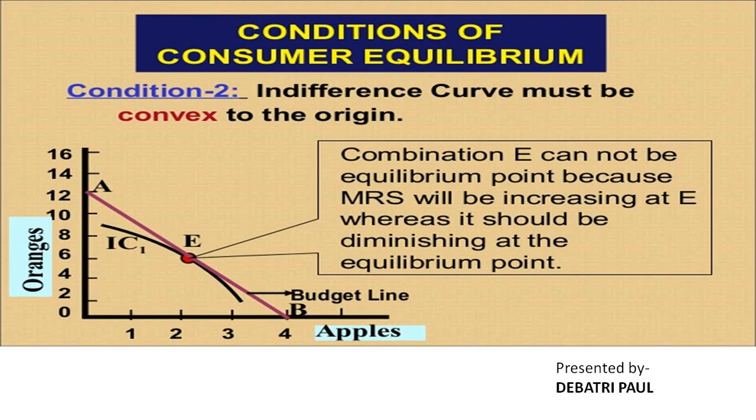Condition 2 for consumer's equilibrium is that the indifference curve must be convex to the origin. In this graph, we have considered a concave indifference curve. This is also a tangency point between the indifference curve and the budget line, but this combination E is not an equilibrium point because MRS will be increasing at point E, whereas it should be diminishing at the equilibrium point.